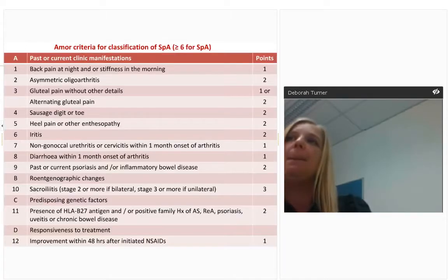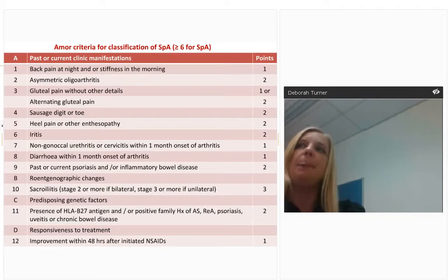So really what we need to be considering is that for a classification of high suspicion of a spondyloarthropathy, someone is scoring 6 or more from this table here. And you can certainly see the presence of heel pain, but combined with perhaps skin involvement, psoriasis or inflammatory bowel disease, diarrhea within a month of the onset of symptoms.